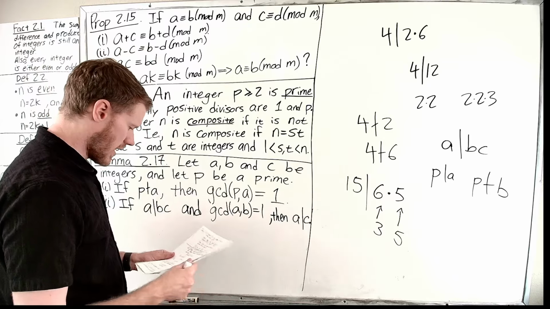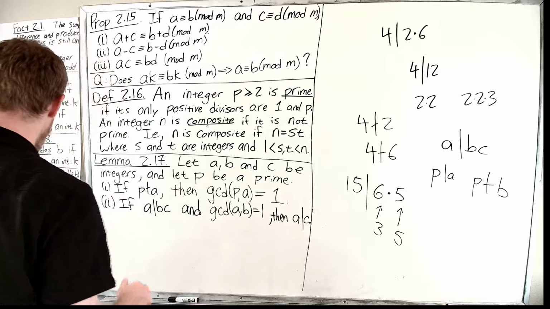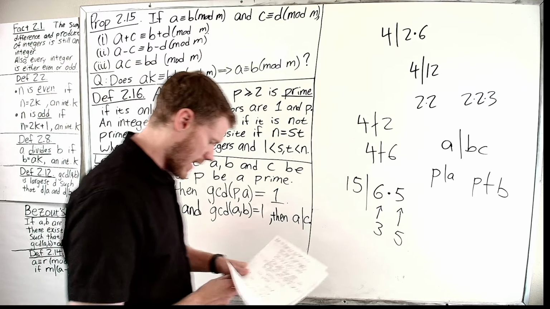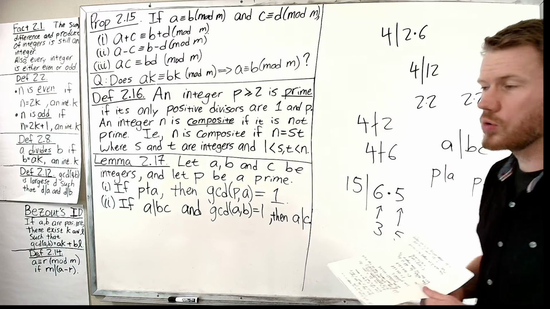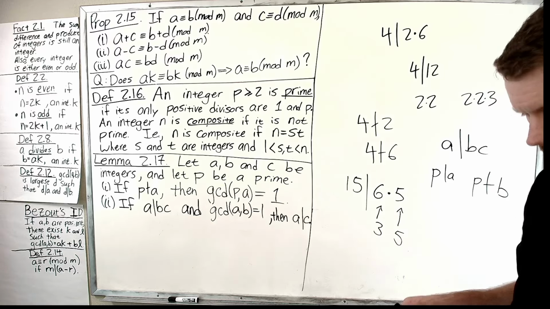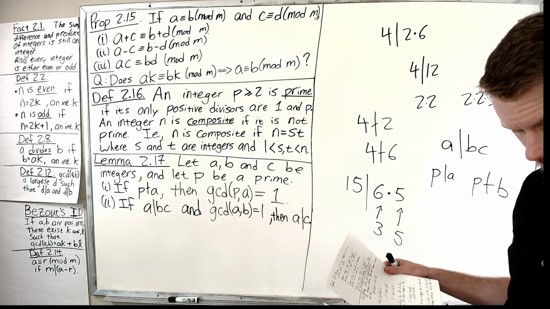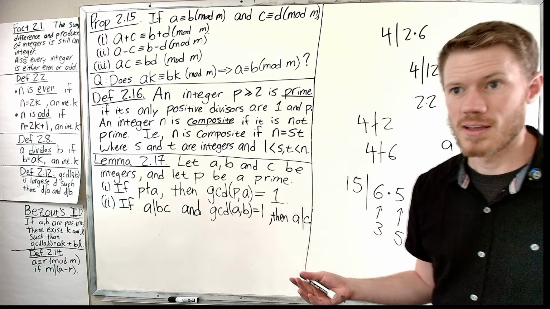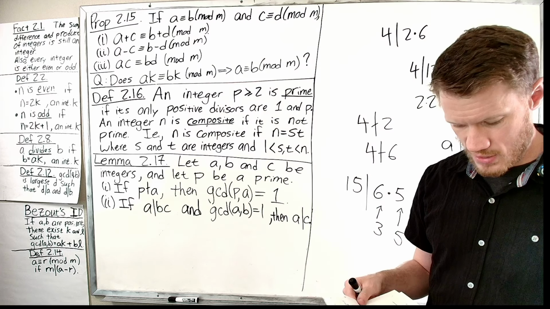Okay, so that is the start of it. Now, how are we going to prove this? Well, we need a tool. And our tool, we need a tool that somehow connects GCDs and integers. And can you think of a tool that does that?